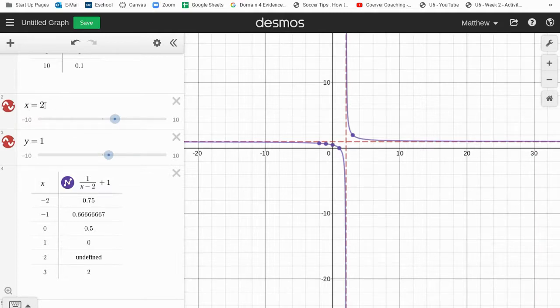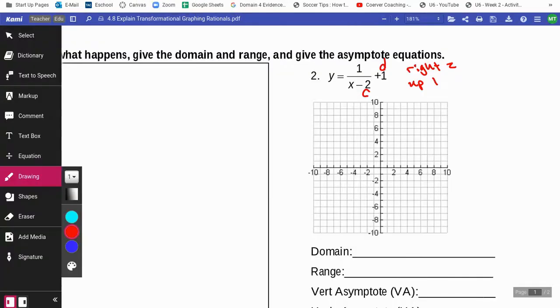I want you to notice something. The VA is x equals 2. Every time it says undefined, right? Here's 2 and it says undefined. When it says undefined or error, that tells me that that's my VA, okay? So just keep that in mind. So my VA for this is x equals 2. My HA is y equals 1.